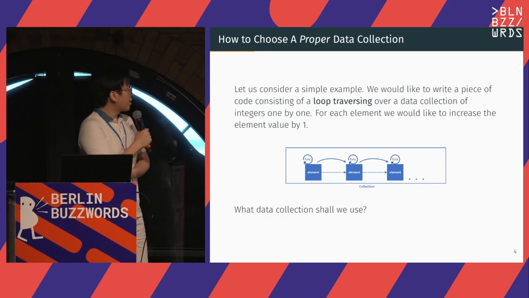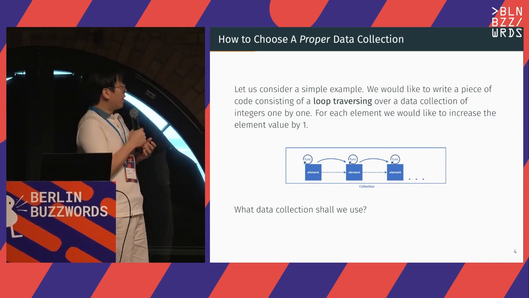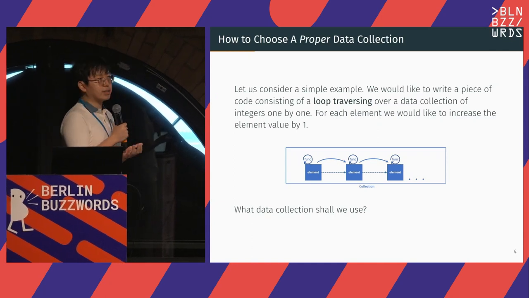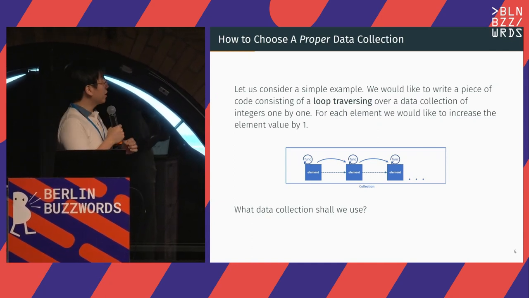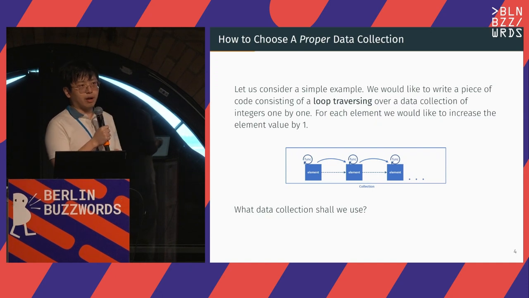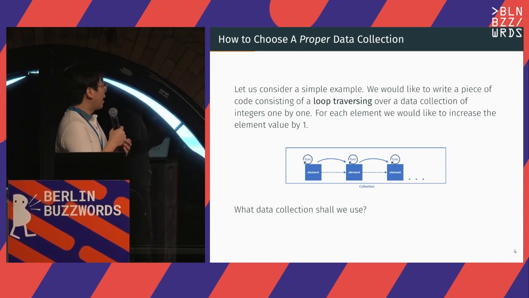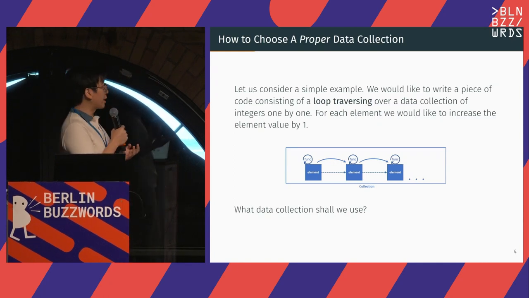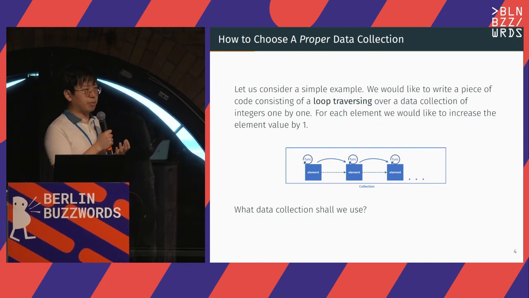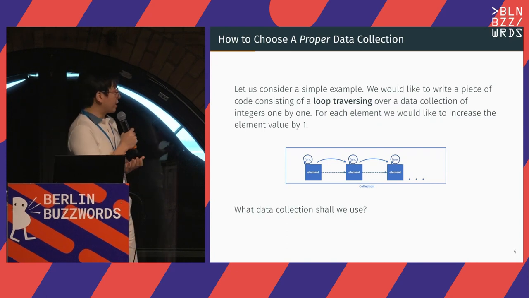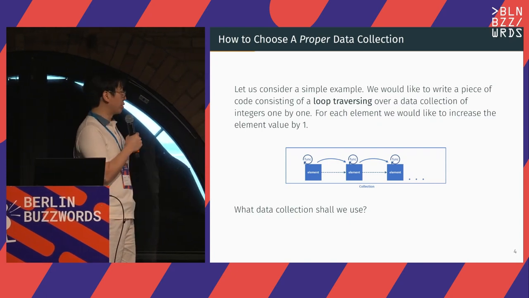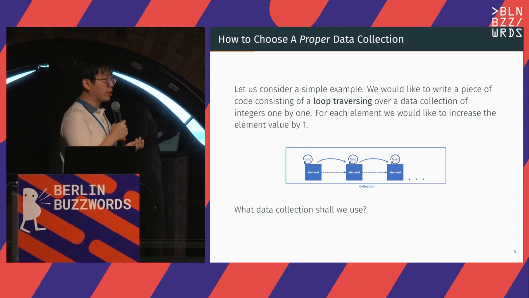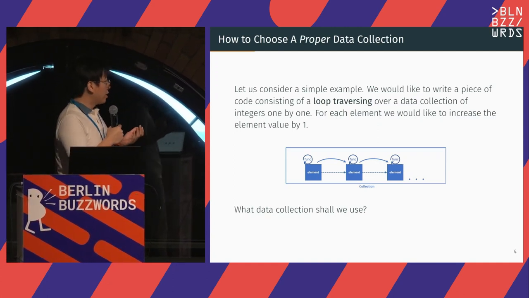Let us consider another simple example. For example, we'd like to write a piece of code consisting of a loop traversing over a data collection of all integers. And for each iteration, we would like to increase the element value by one. So the question is, what data collection should we choose? As programmers, we all know we should choose a list or a vector.